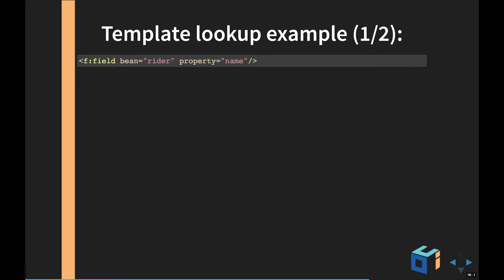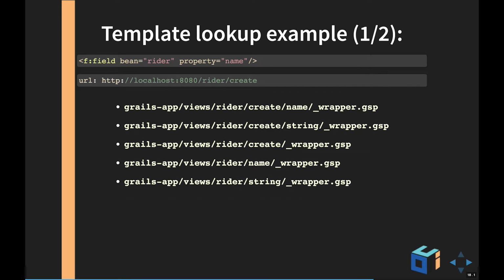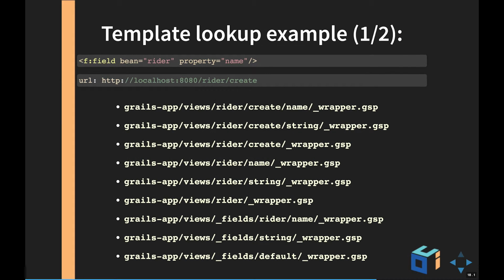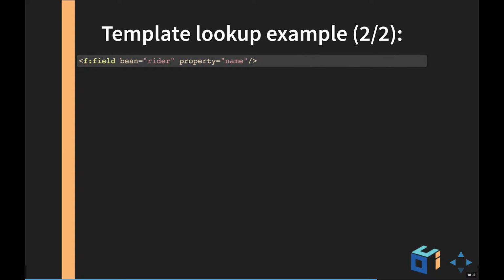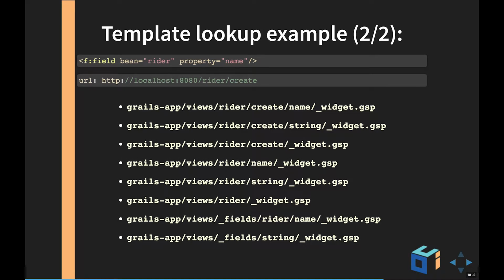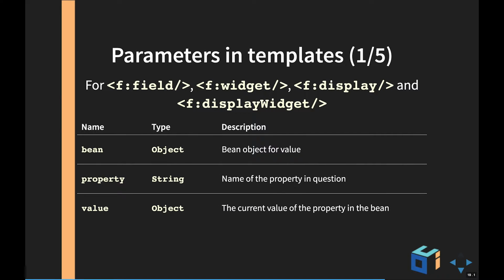So a very quick example, I'm just not going to mention them all, but if you look at writer and name, then it will look for these fields. So it will look for create name wrapper, writer, create string wrapper, and so on and so forth. And this is probably, yeah, it's just a widget. So same thing.